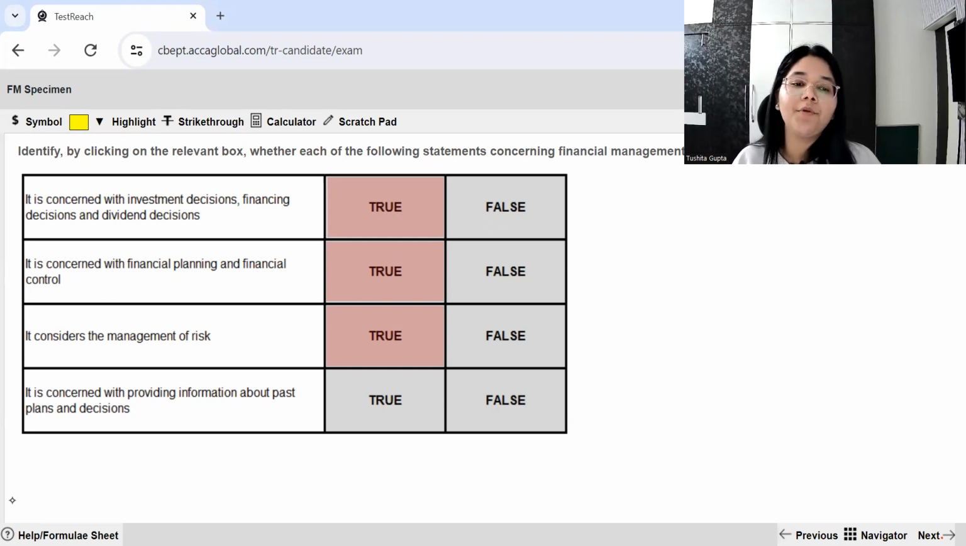Then it is concerned with providing information about past plans and decisions. This is not what we do in financial management. This is instead something that we do under financial accounting. That is why this statement has got to be false. Moving on to the next one.